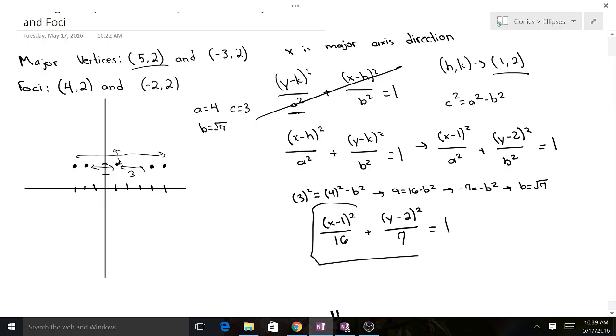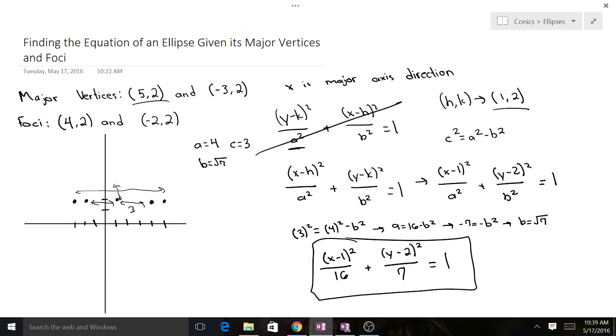So that is the equation of the ellipse, and we got that from using the major vertices and the foci. I hope that was able to help. Let me know if you have any questions.